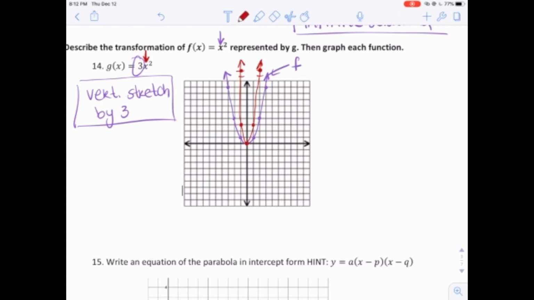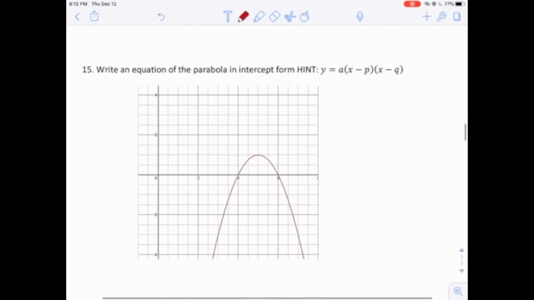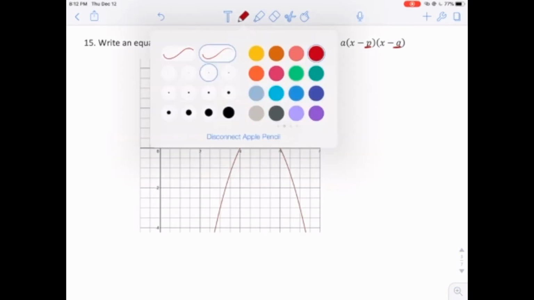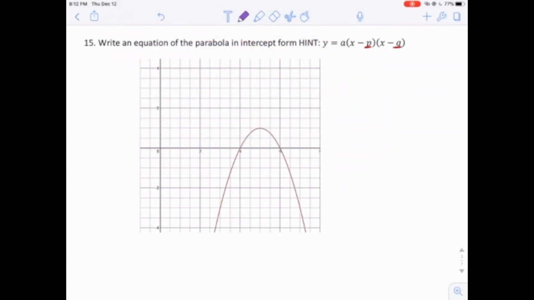All right, number 15 wants us to write an equation of a parabola in intercept form, and we're given intercept form. Remember, p and q are our intercepts. So in order to write this form, we need p and q. 4 and 6 are our intercepts, so I'm going to call one of them p and one of them q. So p is equal to 4, q is equal to 6. Could have written them opposite as well.